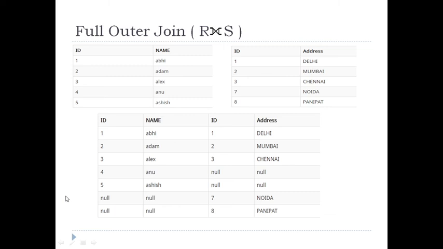Okay, so this will complete the relational algebra chapter.